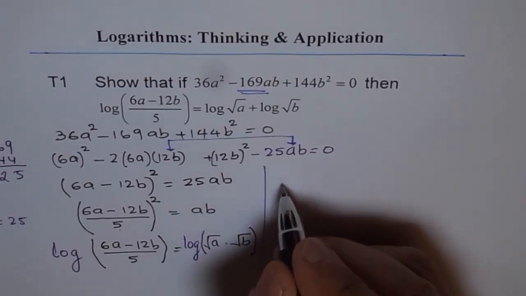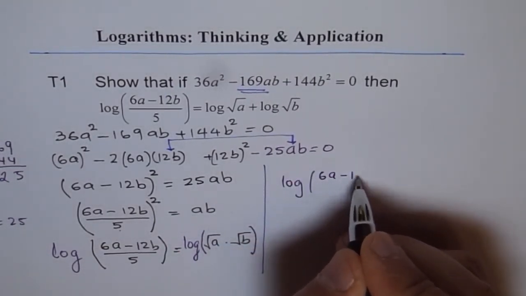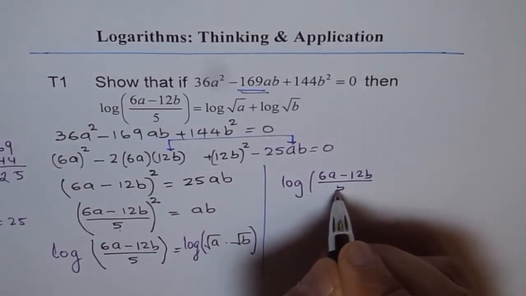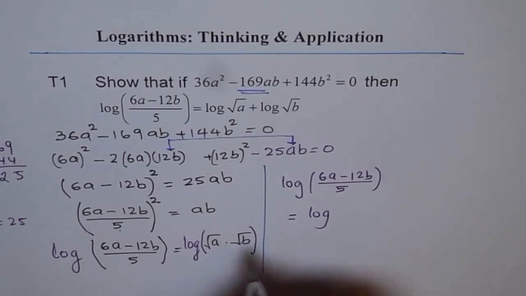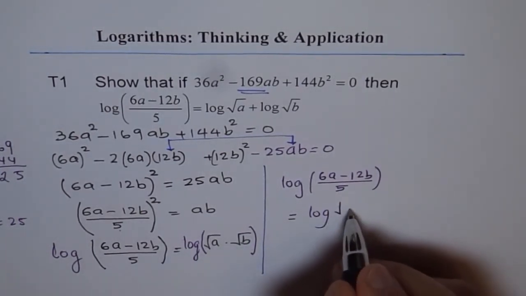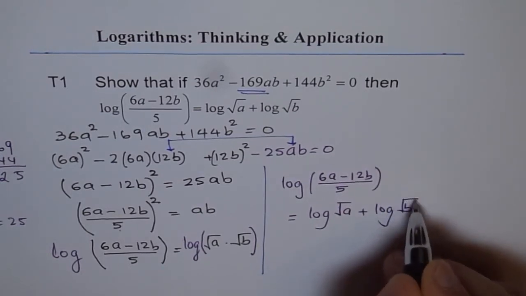So we get log of (6a − 12b)/5 equals log of √a plus log of √b.